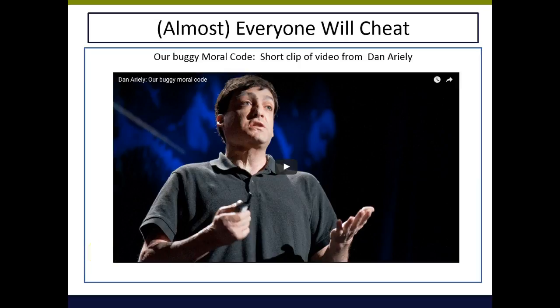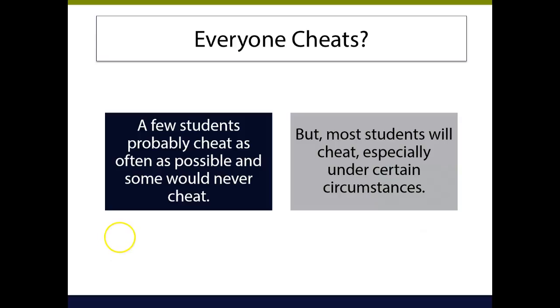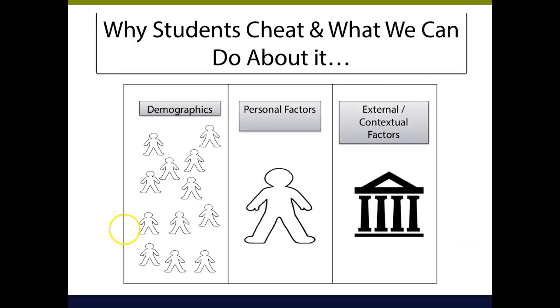I am very intrigued by Ariely's research, and some of what he has to say has really informed my take on how we can preempt cheating and plagiarism. So there are probably a few students who will cheat as much as they can, pathological cheaters. There are probably some small subset of students who will never cheat no matter what, but almost everyone else is probably somewhere in the middle. They will cheat in the right circumstances, and they're more likely to cheat in some circumstances as opposed to other circumstances.